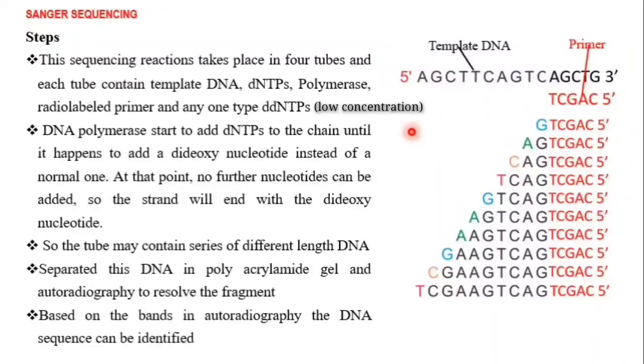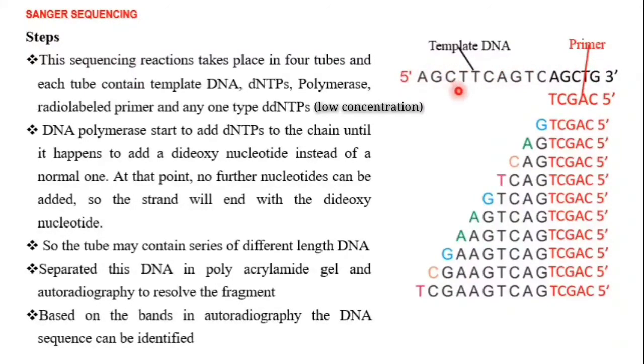This polymerase will continuously add dNTPs into the chain until it adds a dideoxynucleotide instead of a normal one. At that point, no further nucleotide can be added, so that strand will end with the dideoxynucleotide. For example, you can see here these are template DNA, and these are primer.